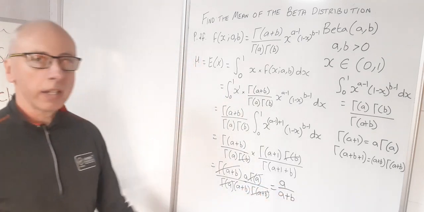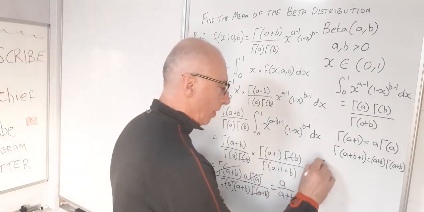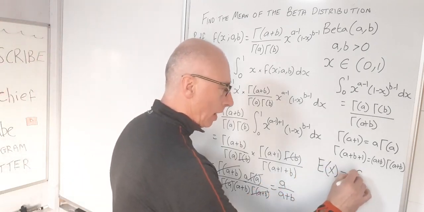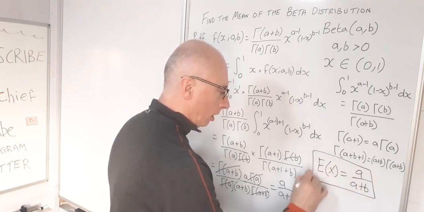And that is our mean, that's our expectation of x. So E of x equals A over A plus B.